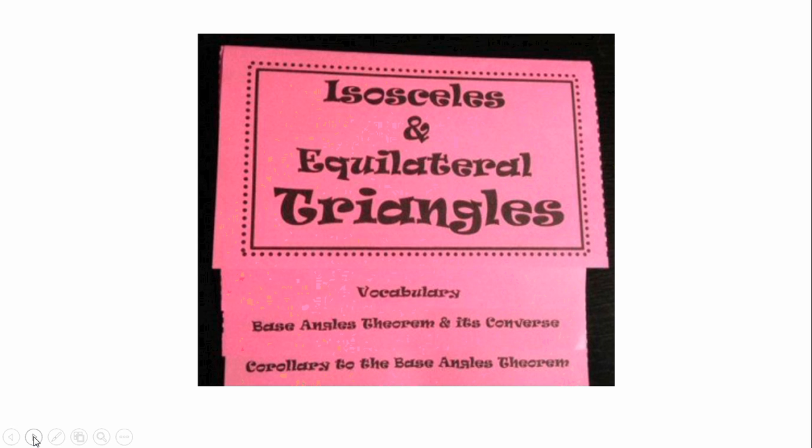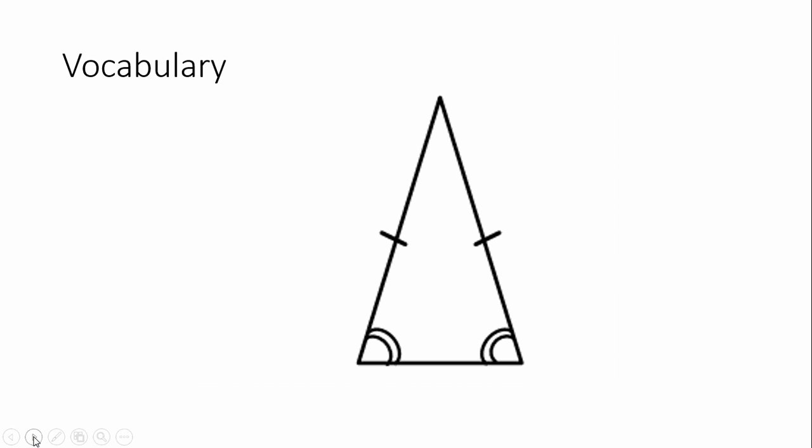So first we'll start with some vocabulary, then we're going to take a look at the base angles theorem and its converse, as well as the corollary to the base angles theorem, which just means an extension of that base angles theorem. So first let's start with some vocabulary here. You have this picture in your notes, and let's go ahead and add in some terms.